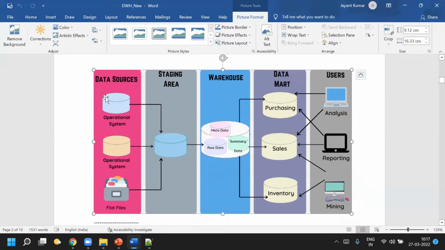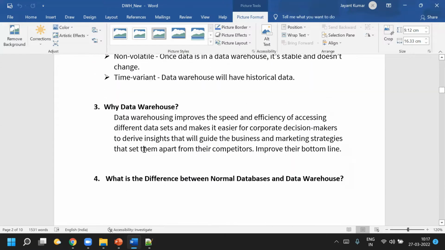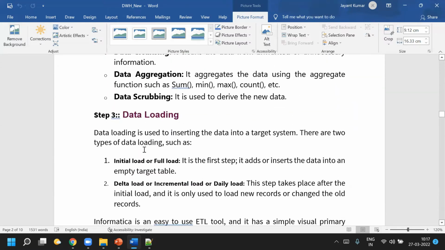Here, whatever transactions there are, day to day transactions and weekly transactions will be there. Some of the companies, at the end of the day, will process the data, extract the data from the data source, and move it forward to the next layer. So this is the OLTP and OLAP we have discussed.